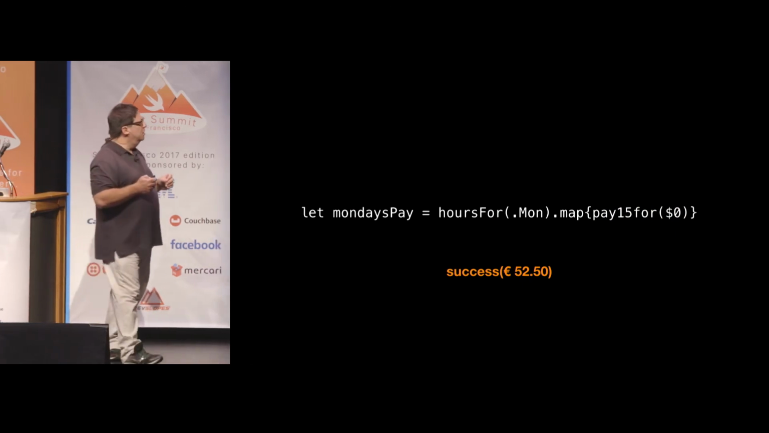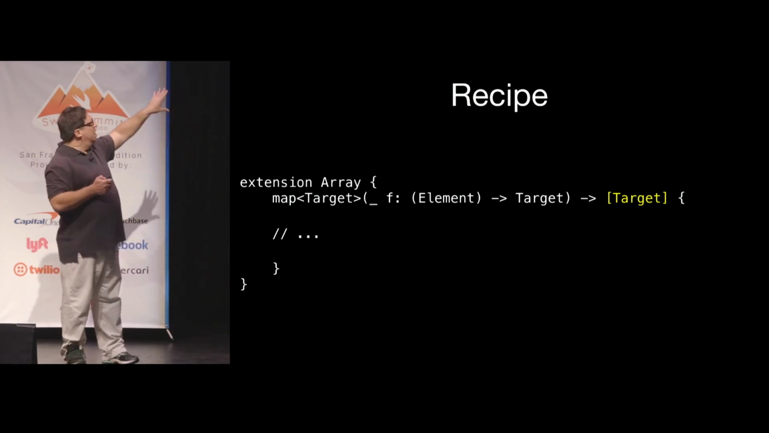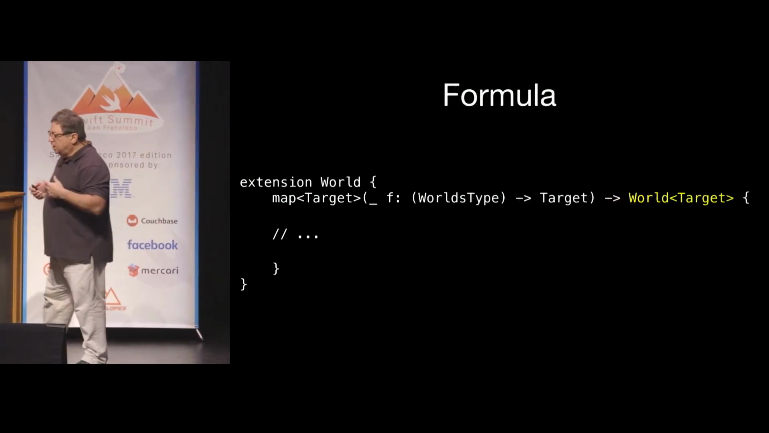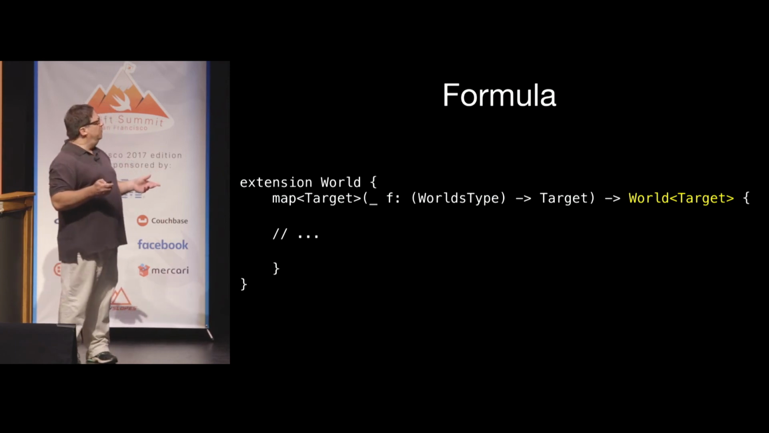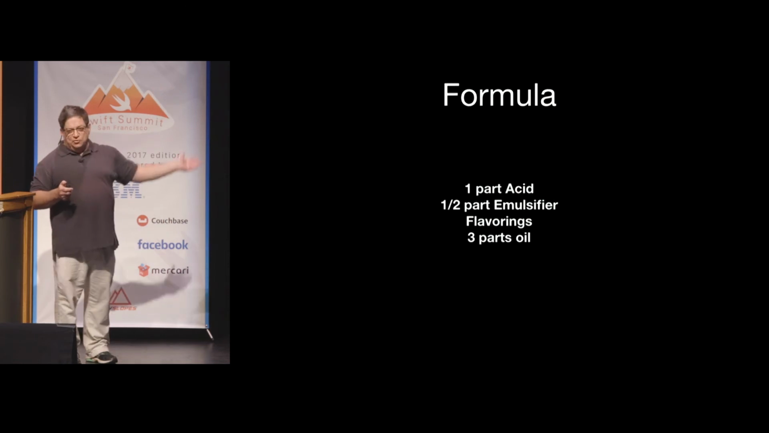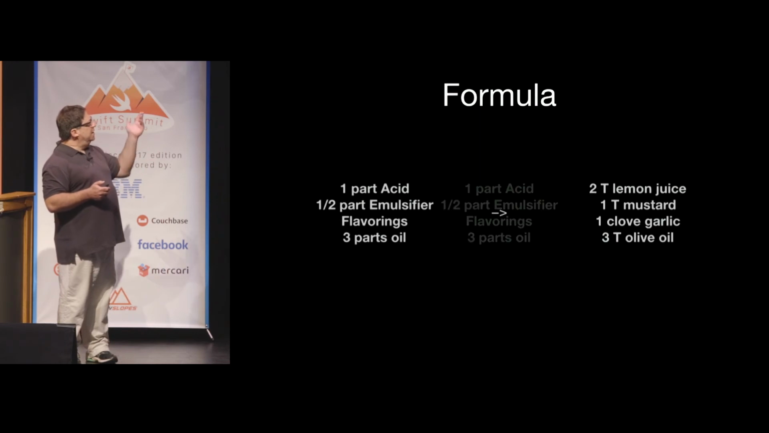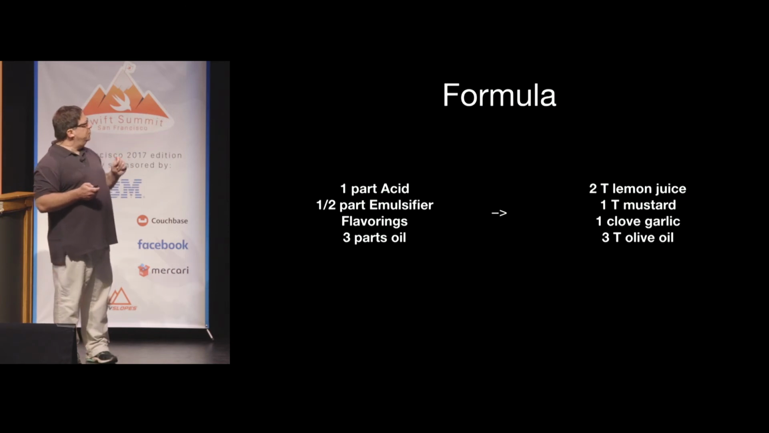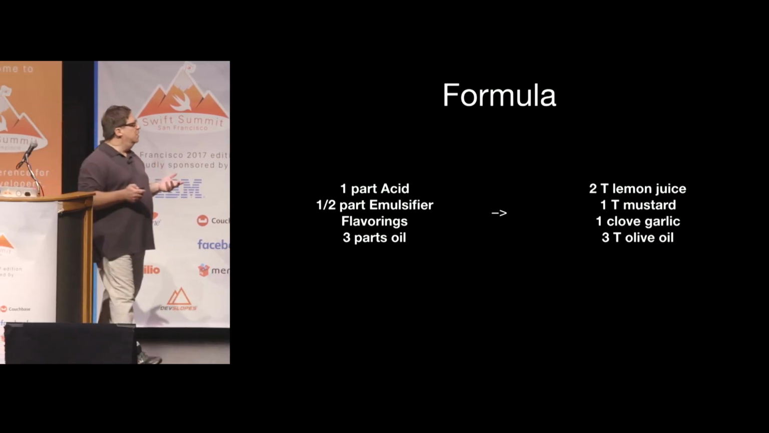And we're feeling pretty good. We've moved from the world of recipes, where we have a specific map for array and a specific map for optionals, and we've moved to formulas. And we love formulas. Instead of getting tons of cookbooks with thousands of recipes for vinaigrettes, if we just learn that a vinaigrette is essentially this, it's endlessly adaptable, right? I can take that and say, well, here's a vinaigrette. Lemon juice is my acid. My emulsifier will be mustard. I'll add a clove of garlic just because you should. And I'll use olive oil as my oil. If you start with a formula, you can adapt it.